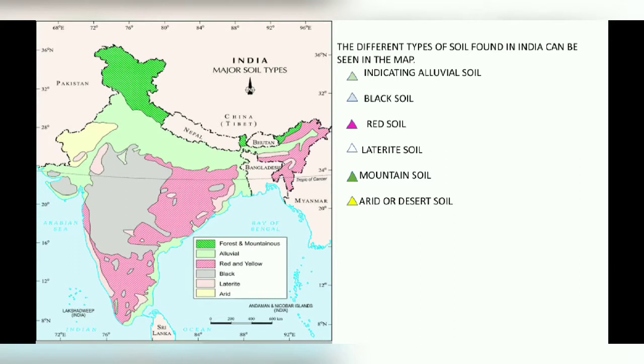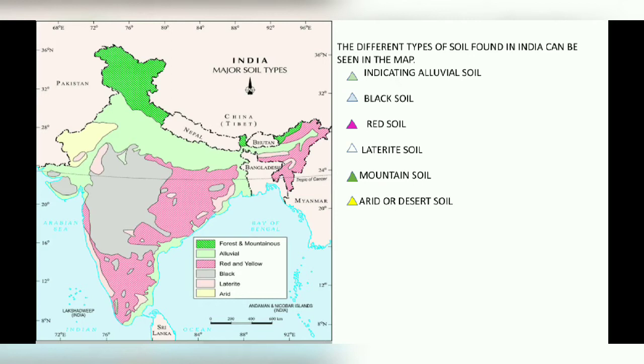Now let's look at the different types of soil found in India. I want all of you to look at the map of India. Number one, there is a light green portion. You can just see it. It is mostly in central India. This portion has soil which is called alluvial soil.